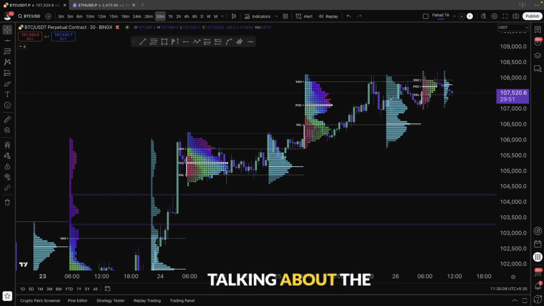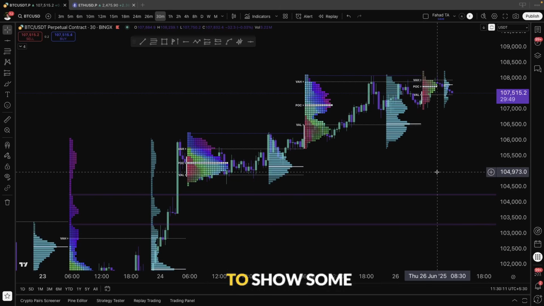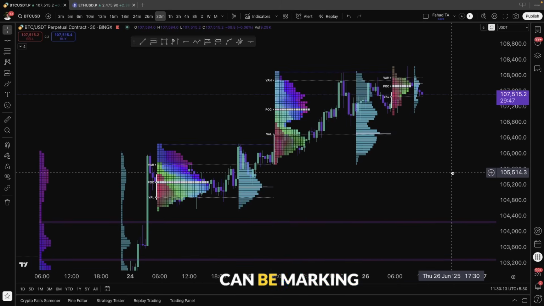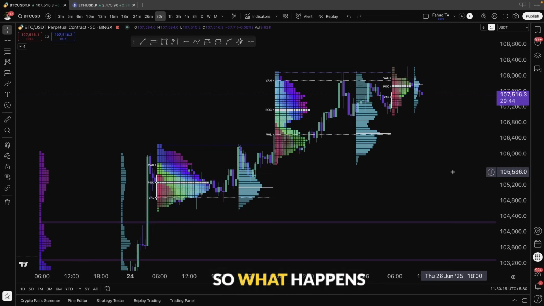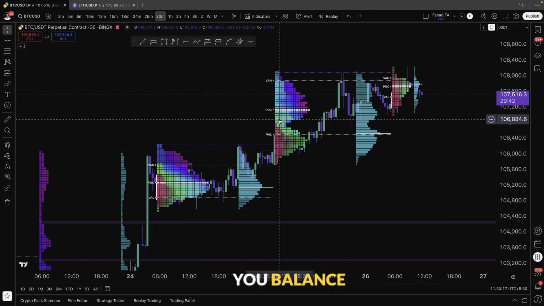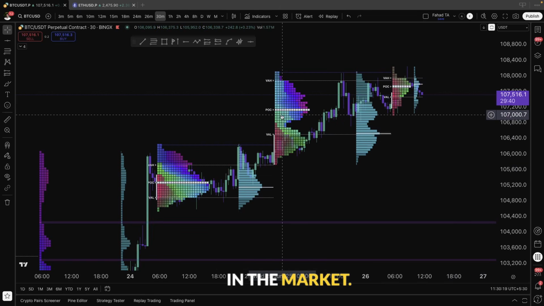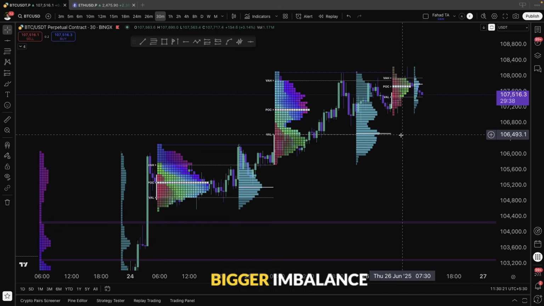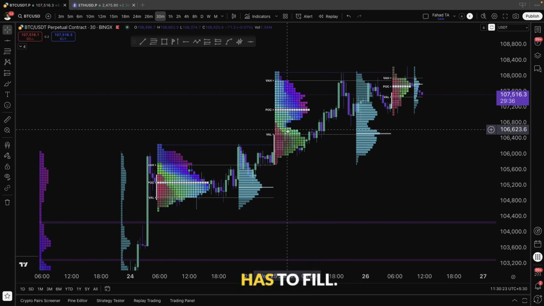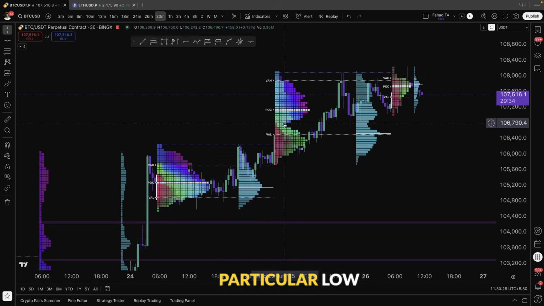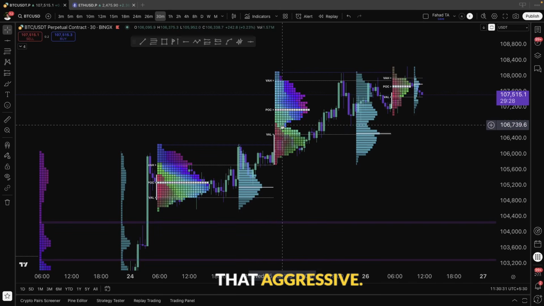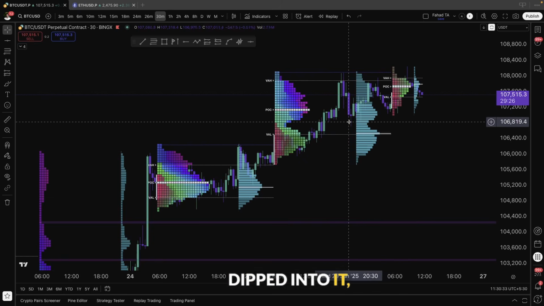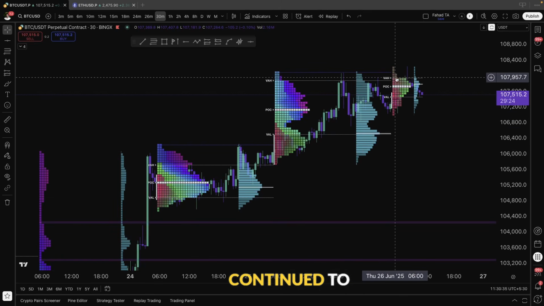Since I was also talking about the benefits, I need to show some levels that you can be marking when you use TPO. TPO shows you balance and imbalance in the market. Every time there is a bigger imbalance in the market, it has to fill it. Just like how I marked this particular low volume profile, where the profile was not that aggressive, you saw that the market just dipped into it, formed this wick, and then continued to push higher.